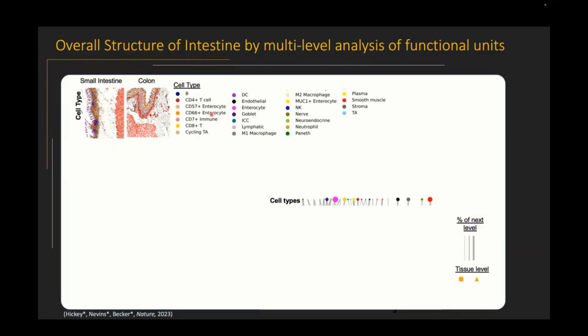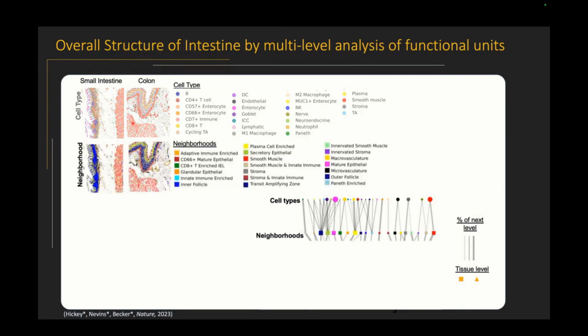So we first identified all the individual cell types in these images. Then we identified the cellular neighborhoods and how each individual cell type is connected to these different neighborhoods.